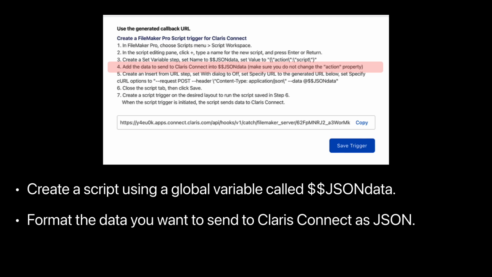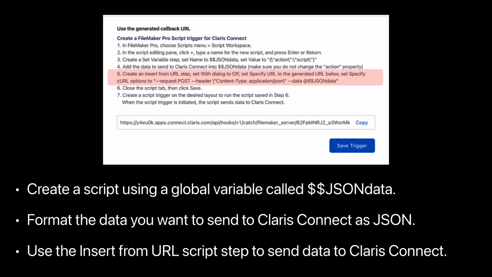For this step, I am going to add the necessary information into another variable called info. And in step 5, we're going to use the insert from URL script step to send the data to Claris Connect. It requires us to use the URL at the bottom of the dialog box. I'm going to store this URL in a variable called URL. In addition, step 5 also provides us with some information we will need regarding curl settings. To make things easier on myself, I plan to store this information in a variable called, you guessed it, curl.